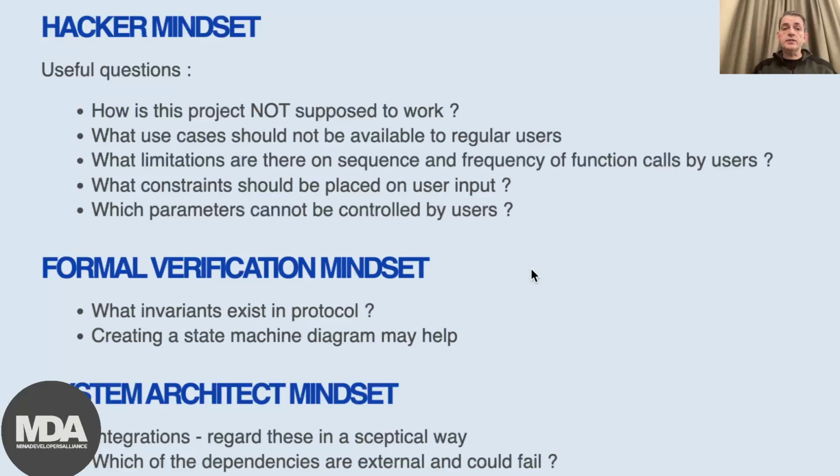Are there any use cases that shouldn't be available to regular users? Administrative functions, for example. Are there any limitations on the sequence or the frequency of function calls that can be done by the user? And what constraints are there on the input that the user can supply to the functions? And which parameters cannot be controlled by the users? That's going to limit the possibilities of damage that a hacker can do.